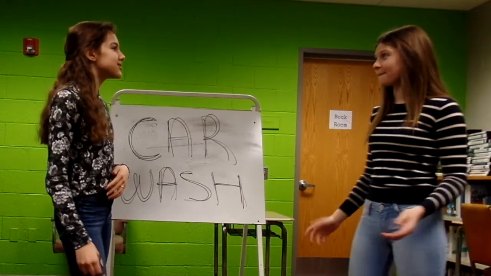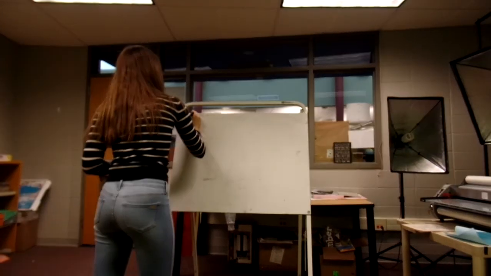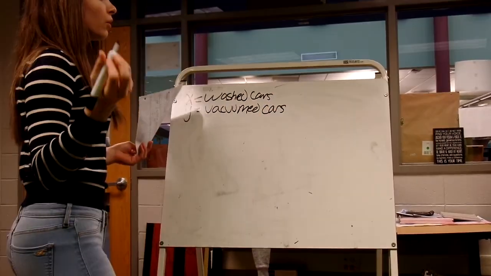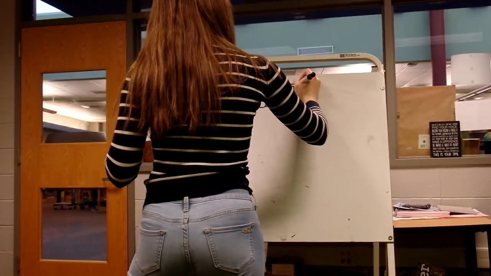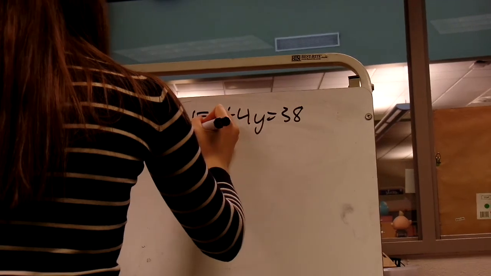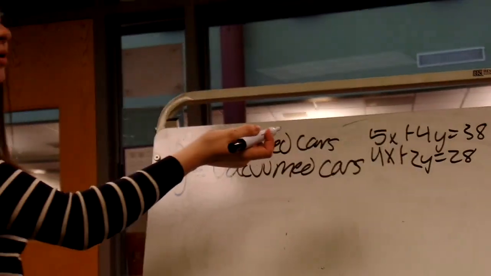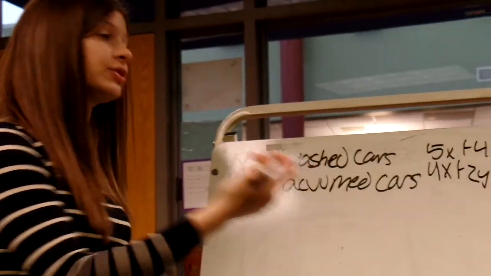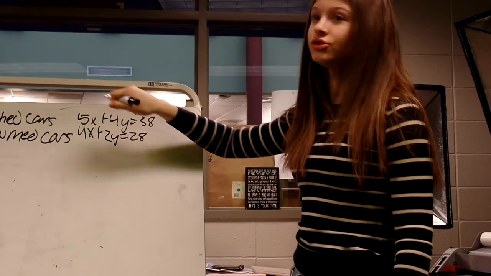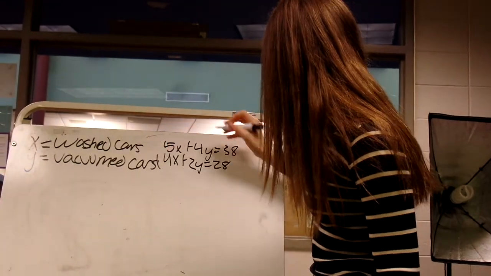Really? Cool. Yeah. So first you're going to want to define your variable and make the equations. So x equals washing cars, y equals vacuumed cars. So your two equations are going to be 5x plus 4y equals 38. And your second equation is going to be 4x plus 2y equals 28. The first equation represents how much money I made, and the second equation represents how much Brian made. So you want to get these two variables to be the same amount, so you can just subtract and have your answer. You're going to multiply this whole equation by 2.